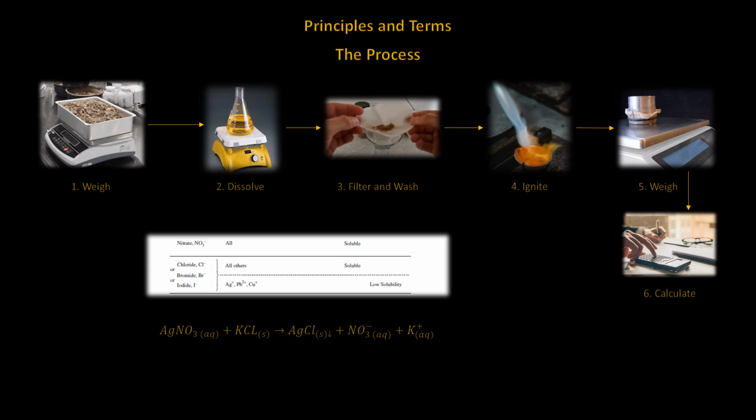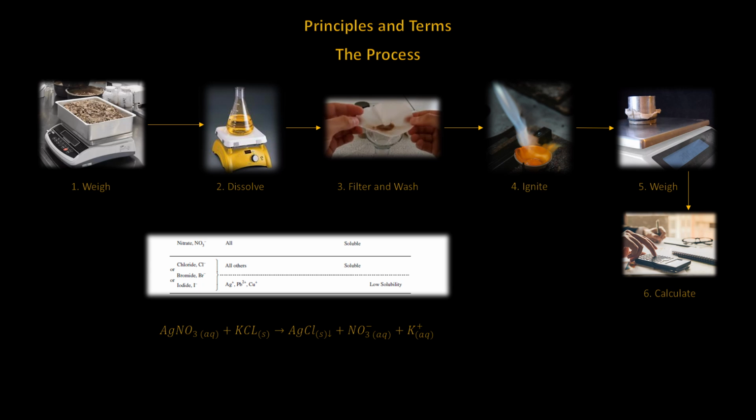Assume that the KCl is a primary standard of a known concentration. Now the ion solubility table will show that potassium is soluble in water. It also shows that all nitrates are soluble in water. However, silver is not soluble in the presence of chlorine. It is listed as having a low solubility factor and will precipitate out of solution as silver chloride. This leaves the potassium nitrate soluble as ions in the solution.